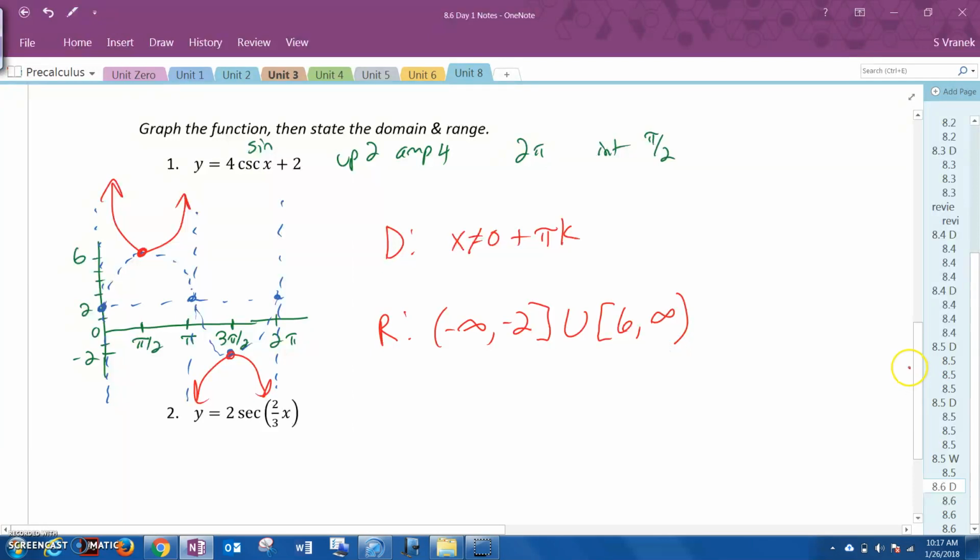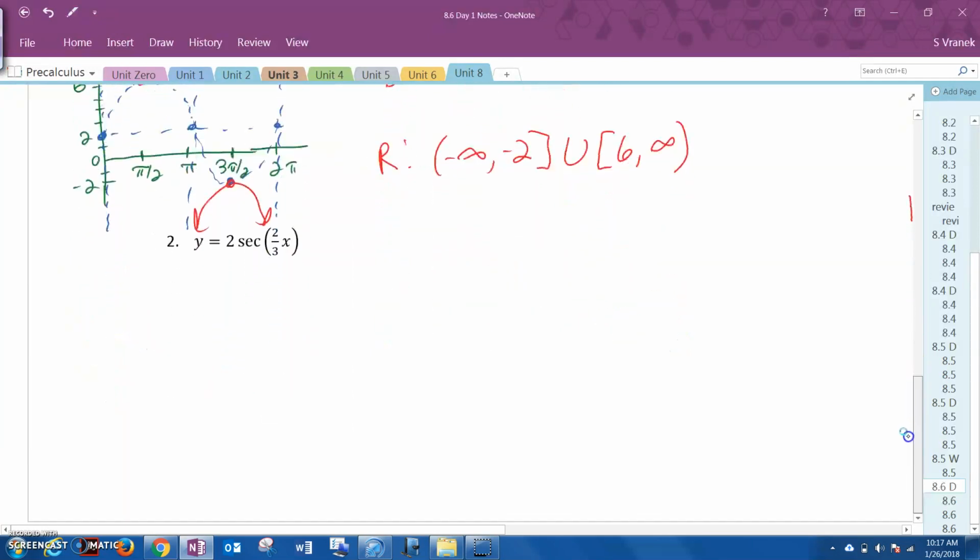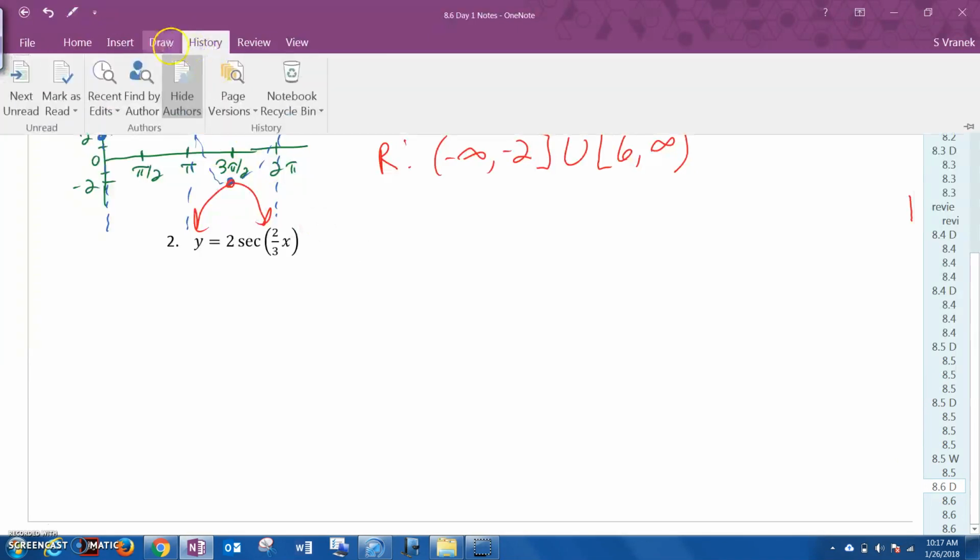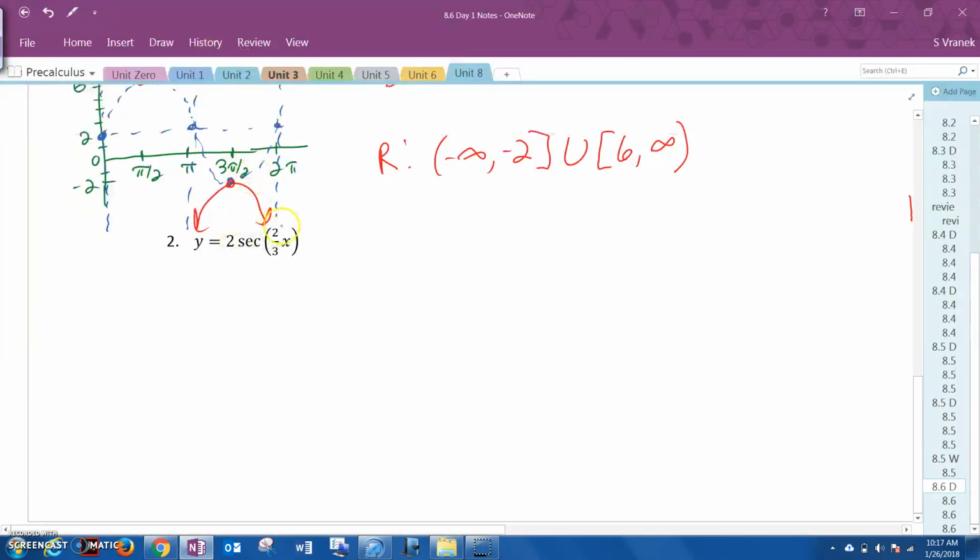Okay? Now this one's a little different because we have a period change. 2 is the amplitude. Secant, we want a cosine. So I'm just going to make a note that I'm graphing a positive cosine first. The period is equal to 2 pi over 2/3. So you flip that up and divide. You get 6 over 2 is 3 pi. So 3 pi is the period. And then the interval is equal to 3 pi over 4, because you divide that by 4.